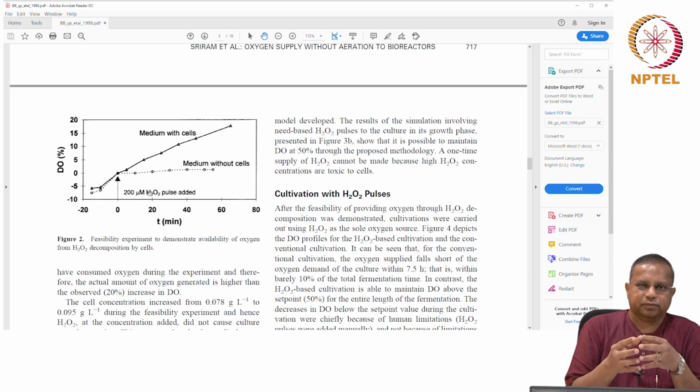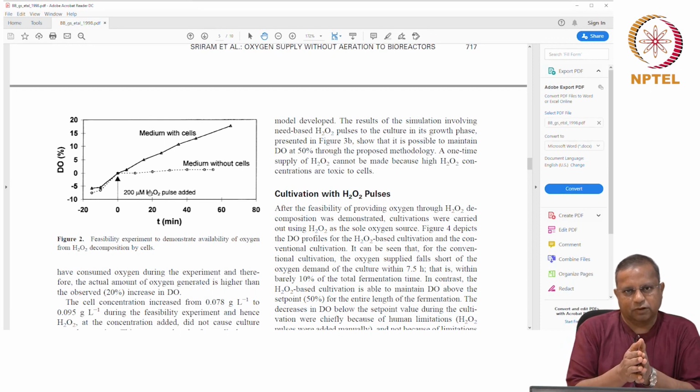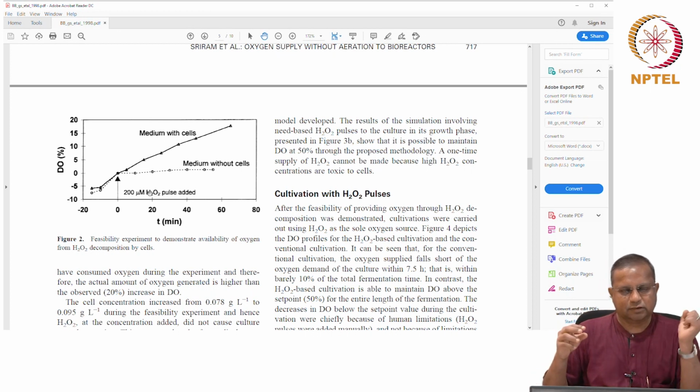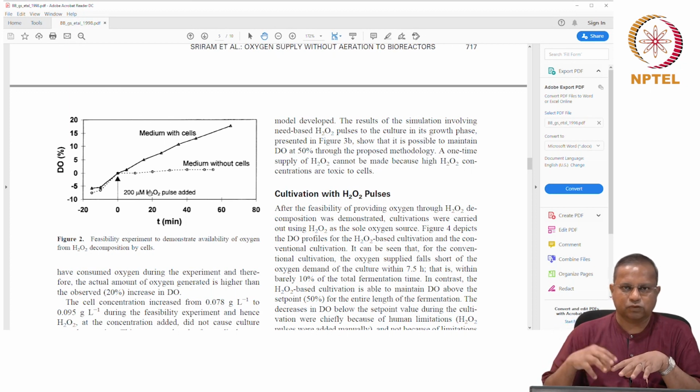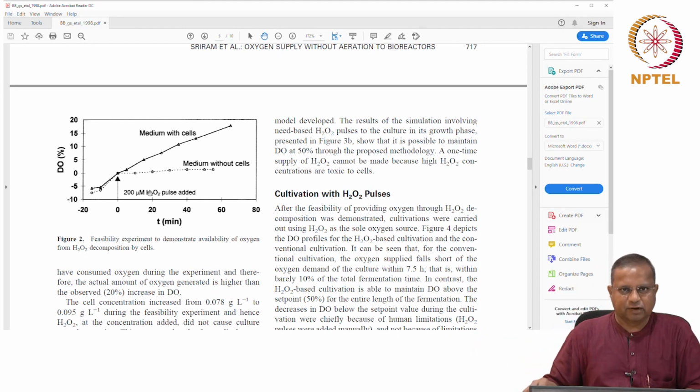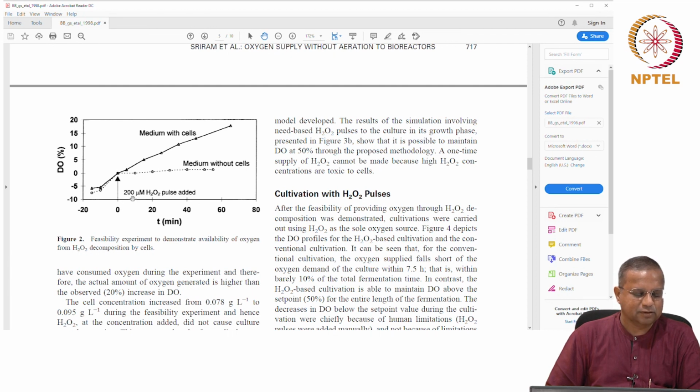We took the medium with cells, standard bioreactor broth, and also did an experiment where we considered a medium without cells. Okay. Our thinking was that somehow the cells would sense hydrogen peroxide, put out catalase, and then break things down. That completely changed, as I'll tell you in the next class. Here, with that idea, we went into this experiment. When we added a 200 micromolar pulse of hydrogen peroxide to the medium with cells, the dissolved oxygen level went up as expected.